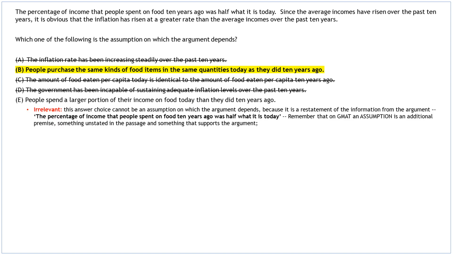This answer choice cannot be an assumption on which the argument depends, because it is a restatement of the information from the argument. Remember that on the GMAT an assumption is an additional premise, something unstated in the passage and something that supports the argument. So, by process of elimination, we have narrowed down our options to answer choice B.